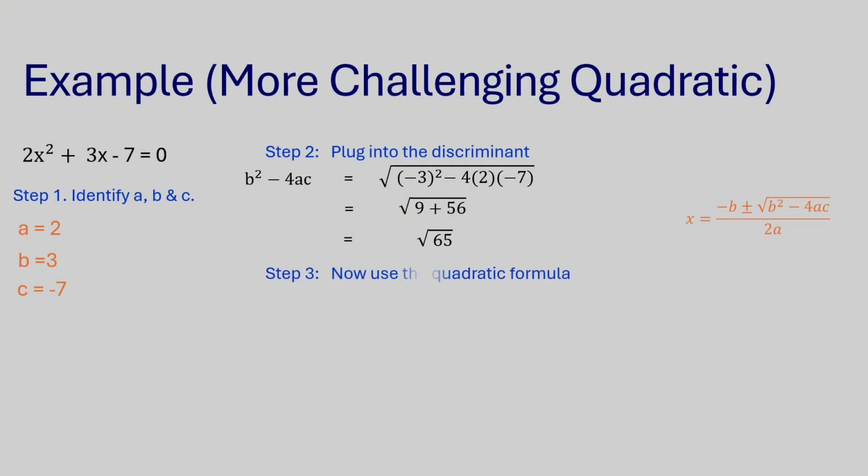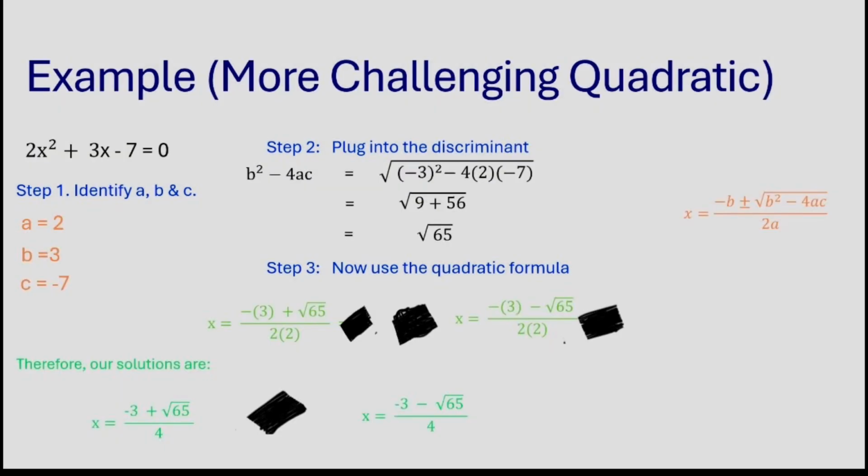Now, step 3, we will take the square root of 65 and plug it into the quadratic formula. So we will end up with x is equal to negative 3 plus root 65 over 2 times 2, and x is equal to negative 3 minus root 65 over 2 times 2. And therefore, the final solutions will be x is equal to negative 3 plus root 65 over 4, and x is equal to negative 3 minus root 65 over 4.